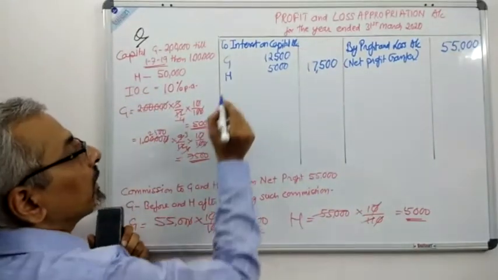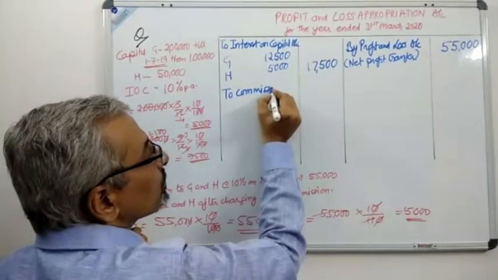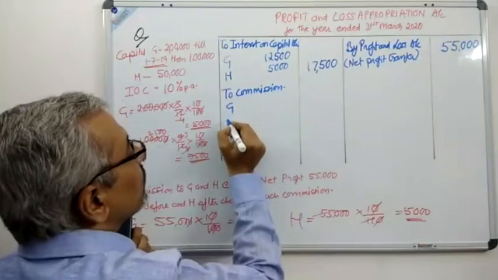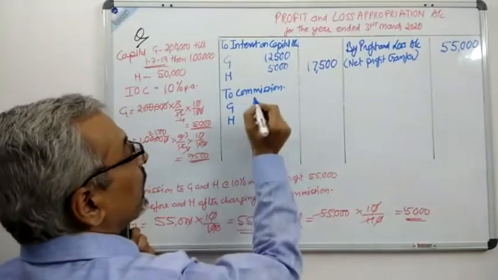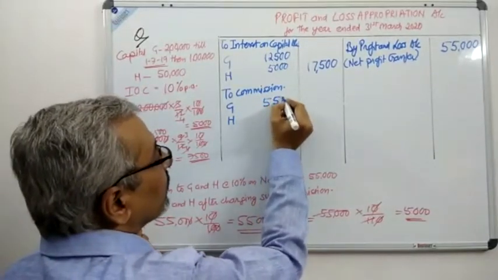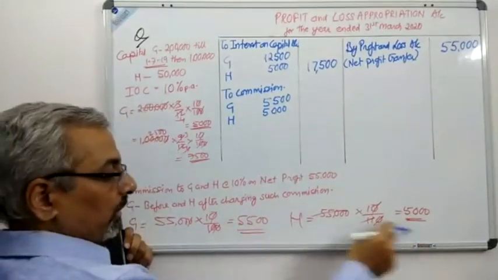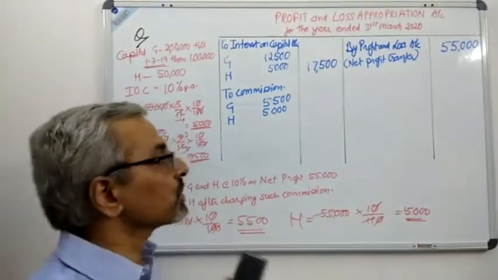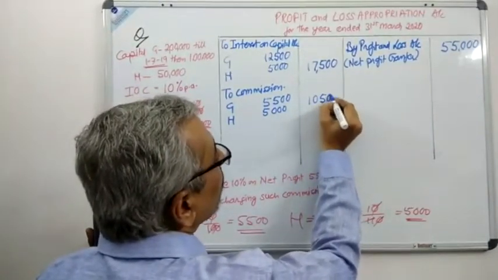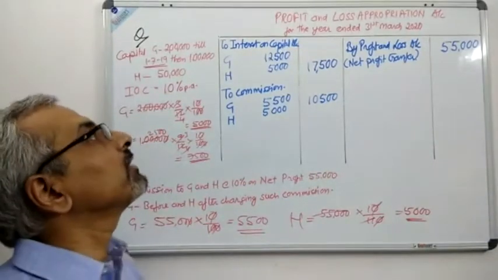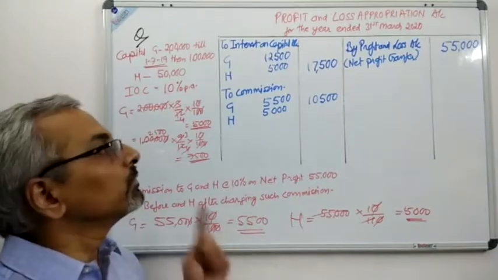After that, we will take the commission. To commission, and you can see G and H are two partners, and the commission has been calculated for G as 5,500 and for H it was 5,000. The calculation is done over here. I hope you have understood the calculation, and now we are transferring over here 10,500. So we have transferred 17,500 as the interest on capital and 10,500 as the commission.